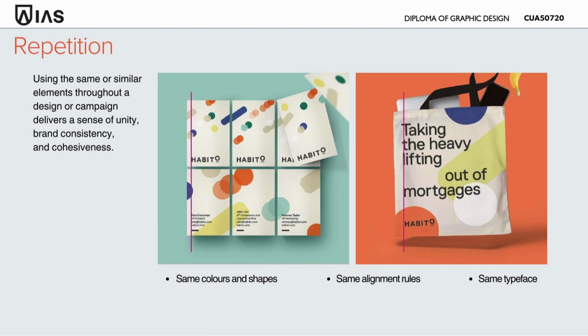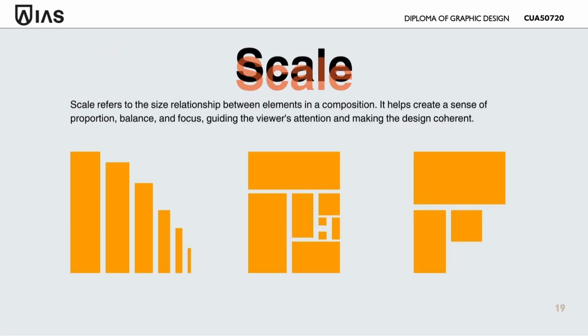Here we see the same colors and shapes, the same rules of alignment, the same typeface. They've all been used across all of these designs, giving a sense of unity, brand consistency and cohesiveness to the campaign. And now on to our last principle, which is scale.